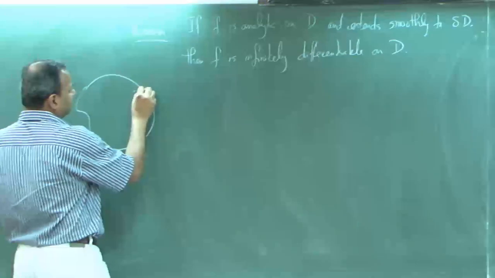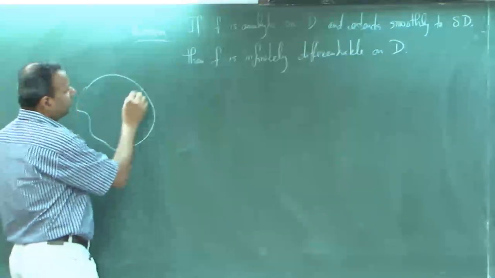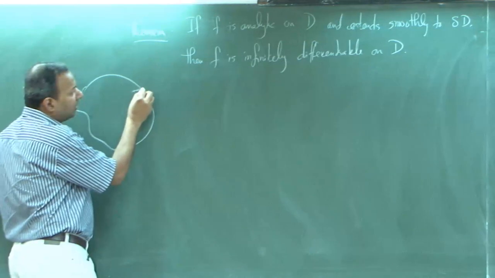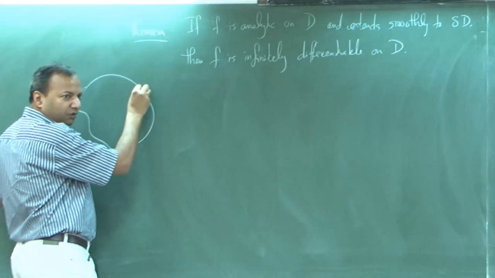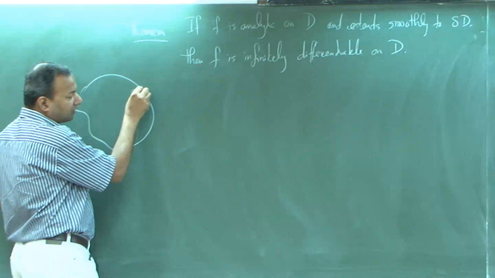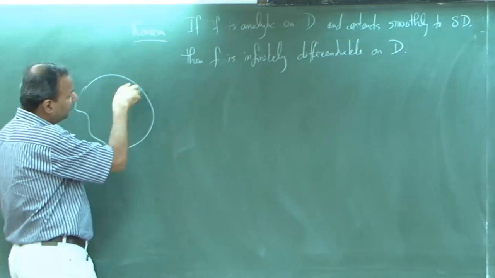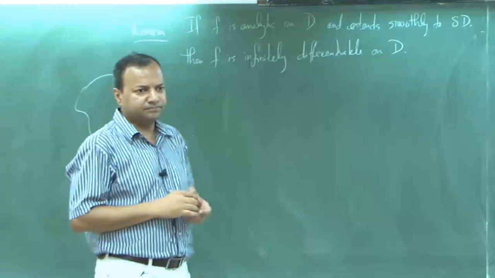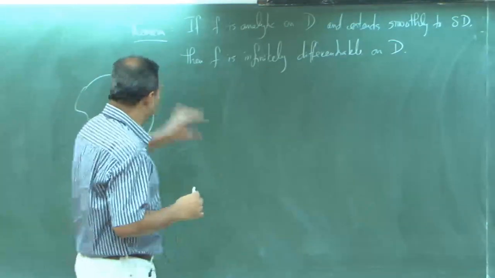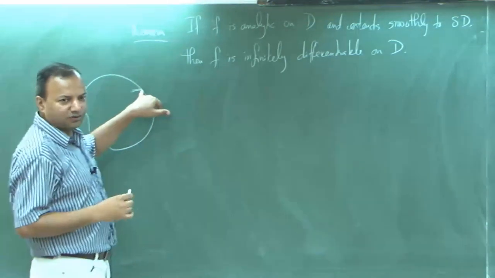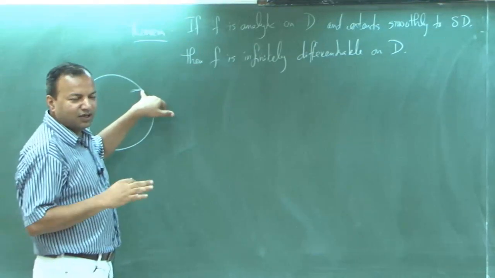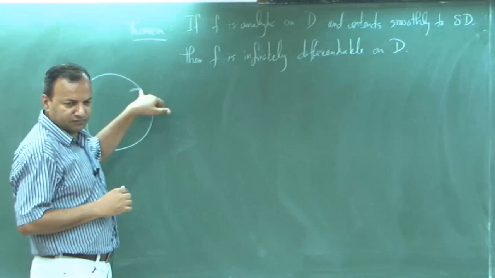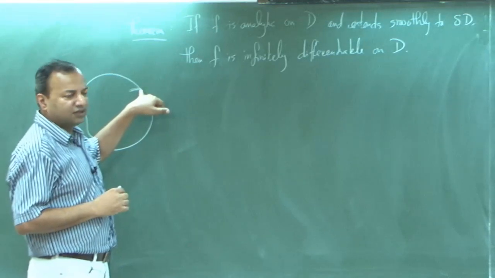You take any path approaching the boundary, and look at the value of f along this path, and look at the value of f on the boundary. So this limit converges to that value. It doesn't matter which path you follow. So that essentially the value of f on the boundary doesn't behave strangely. f is continuous in d bar.